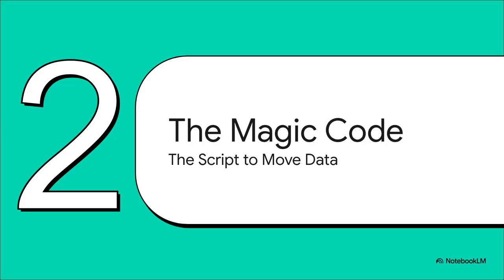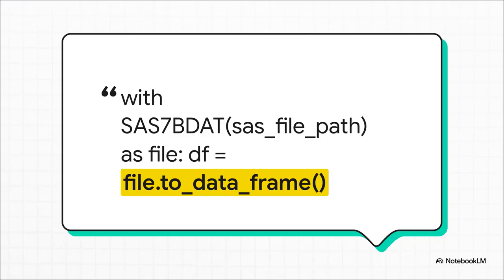Okay, so we have the tool. Now let's get to the magic itself. I'm going to show you the complete, tiny piece of code that makes all of this happen. You're going to be surprised at just how straightforward it is. And there it is. That's the whole thing. This small block of code is everything you need to crack open that SAS file and turn it into a pandas data frame. We're going to walk through it line by line in a second, but just take a moment to appreciate how clean and simple that is.